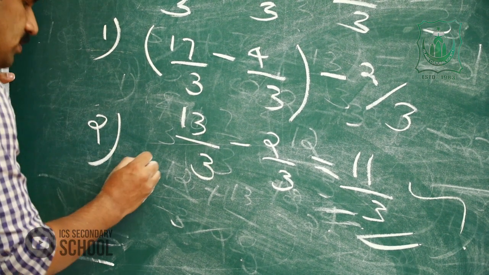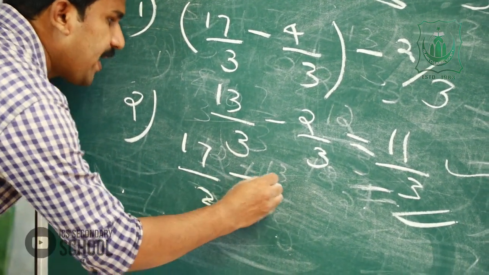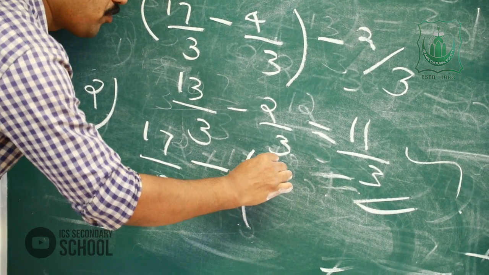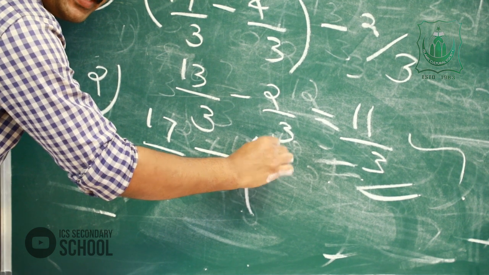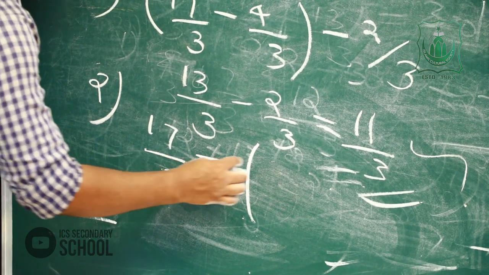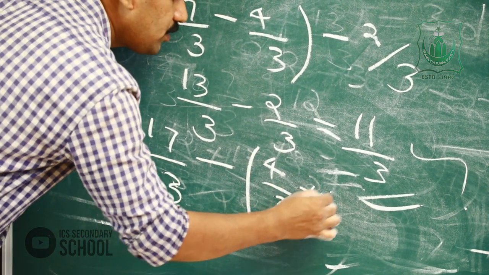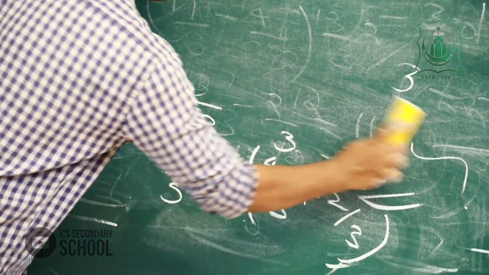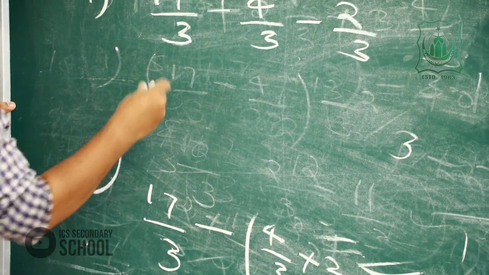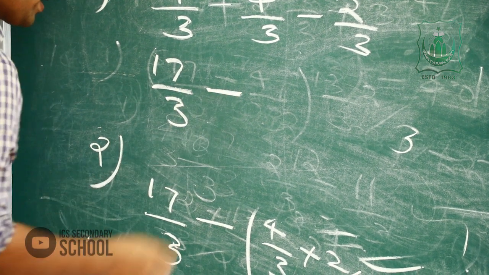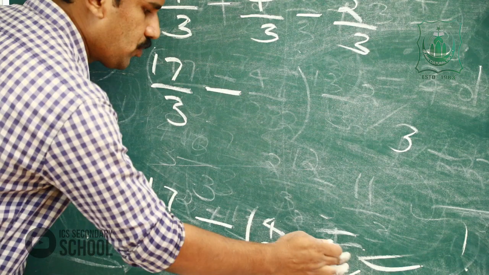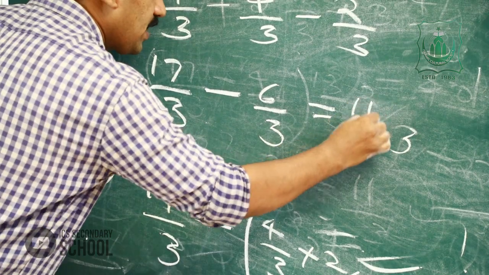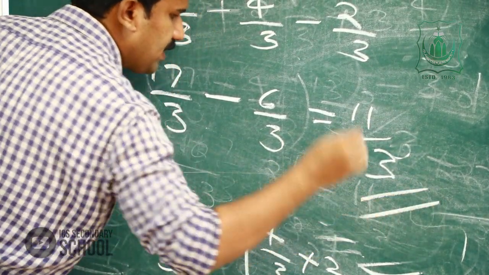We can solve this subtraction problem by the second method. 17 by 3 minus, in brackets, 4 by 3 plus 2 by 3. That is 17 by 3 minus 4 by 3 plus 2 by 3, 4 plus 2, 6, 6 by 3. That is 17 minus 6, that is 11, 11 by 3. So the answer is 11 by 3.